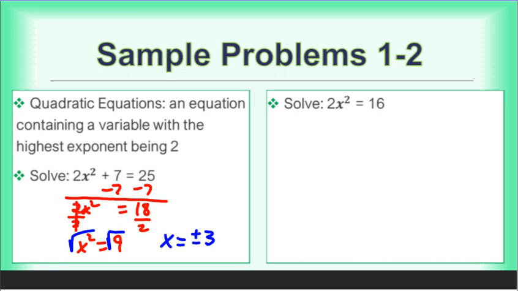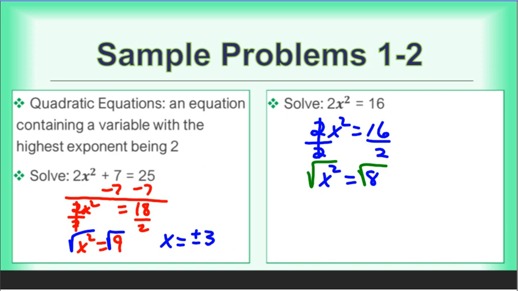Next one, 2x squared equals 16. Get x squared by itself, divide by 2. Left with x squared equals 8. Undo a square, I find the square root of both sides. And so now I have x equaling a positive and negative square root of 8, but I can simplify this. Square root of 4 times square root of 2. So x would equal a positive and negative 2 times the square root of 2.